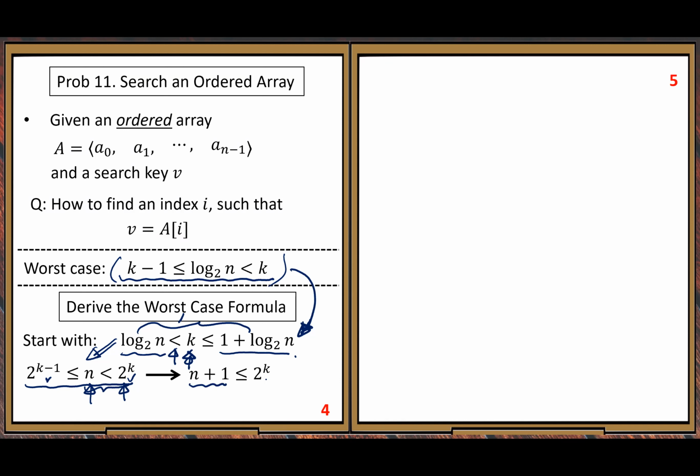Look at this logic, okay? We know n is strictly less than 2 to the k. Then we can say n plus 1 is less than or equal to 2 to the k.